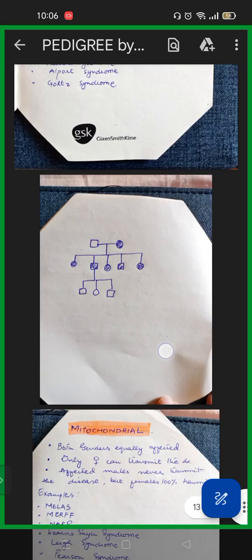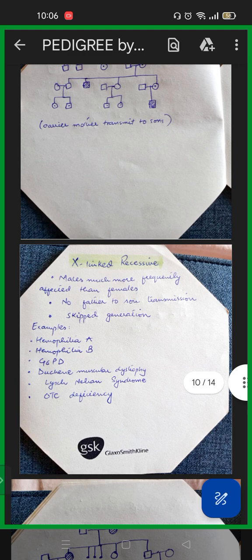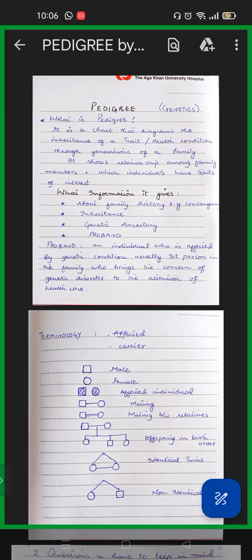So the topic of today's discussion is pedigree. We will be doing pedigree from genetics, which is a very important topic for the FOP and TAS exam. First of all, introducing what is a pedigree.